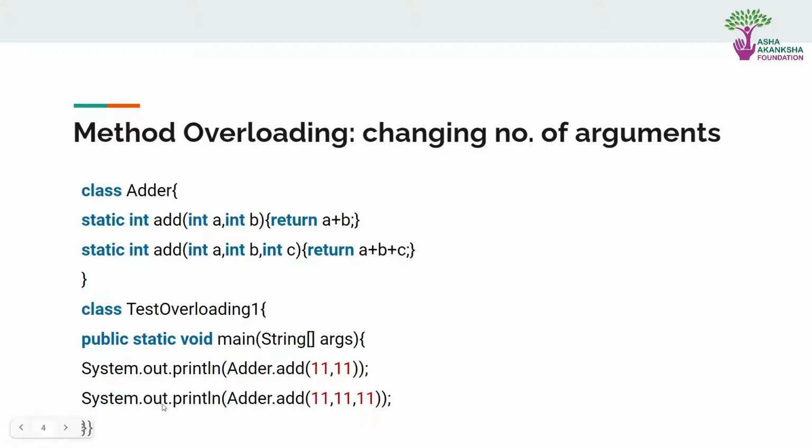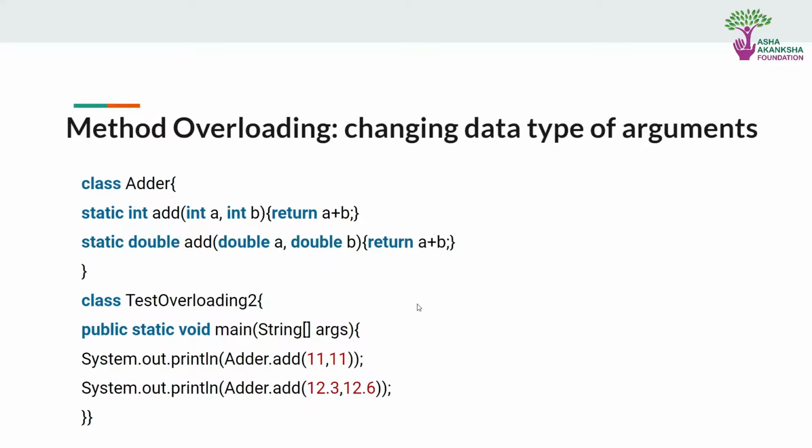And in the next statement, when we call the same name but we input three parameters, three integers, 11, 11, 11, it will detect that it contains three parameters and it will automatically call this version of add and return a plus b plus c, which is 33 in this case. So this is the example of changing the number of parameters.